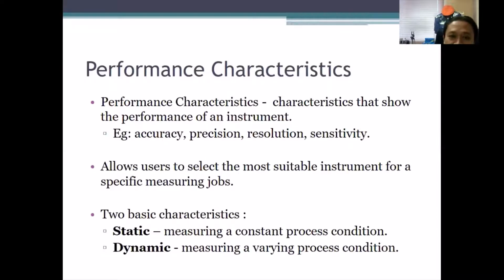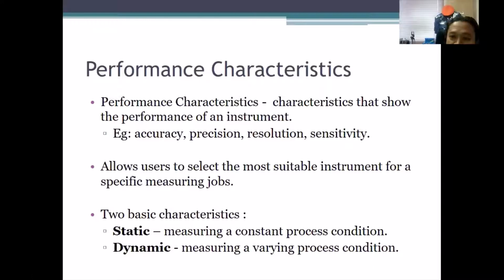So we continue on topic number 1, the introduction to instrumentation and measurements. Today we study the performance characteristics and also the types of error. The performance characteristics show the performance of an instrument, for example accuracy, precision, resolution, and sensitivity. They allow the user to select the most suitable instrument for the specific measuring job.